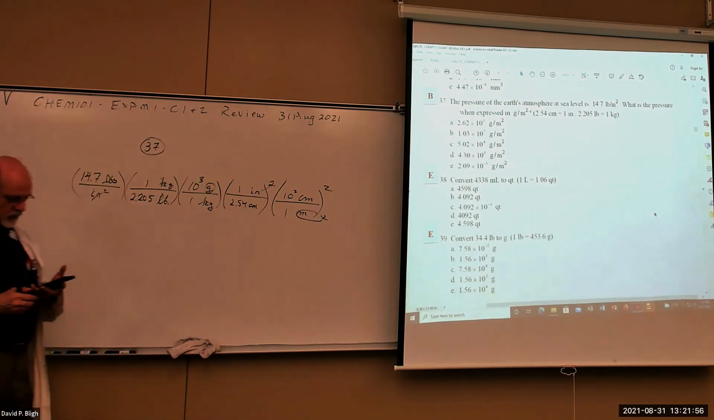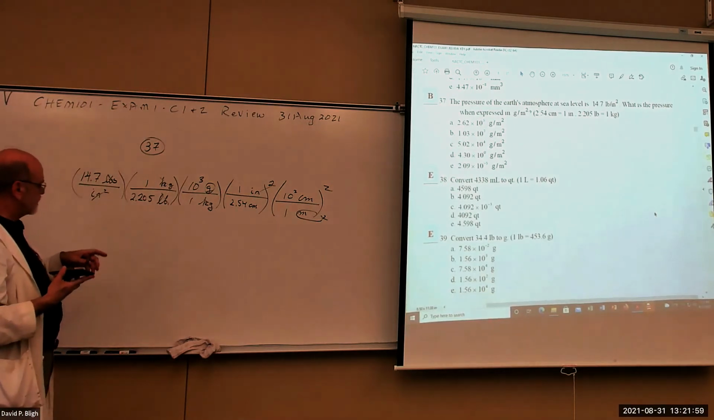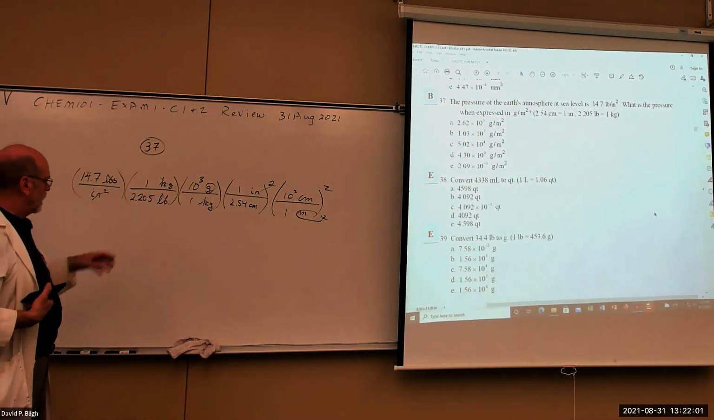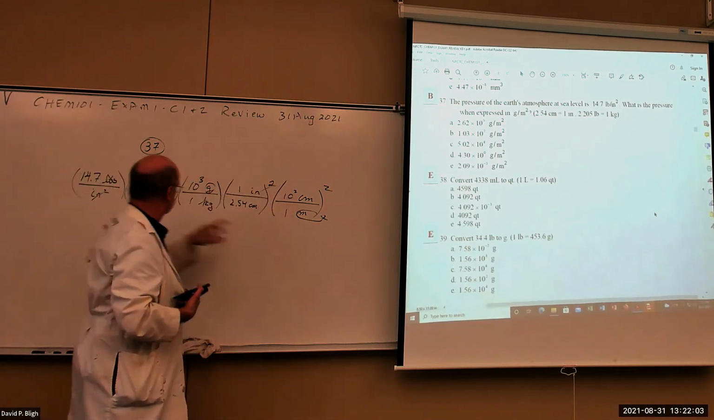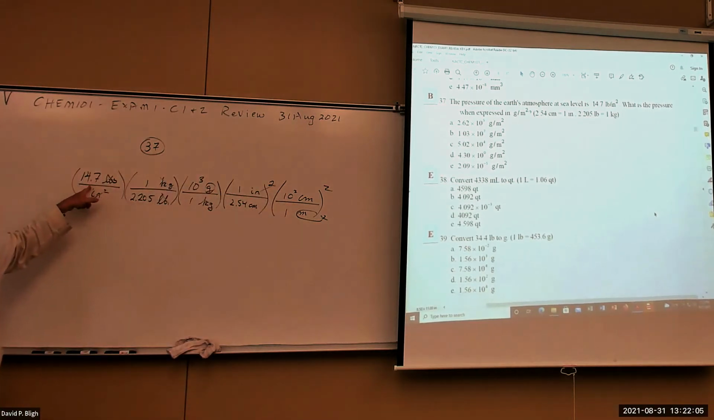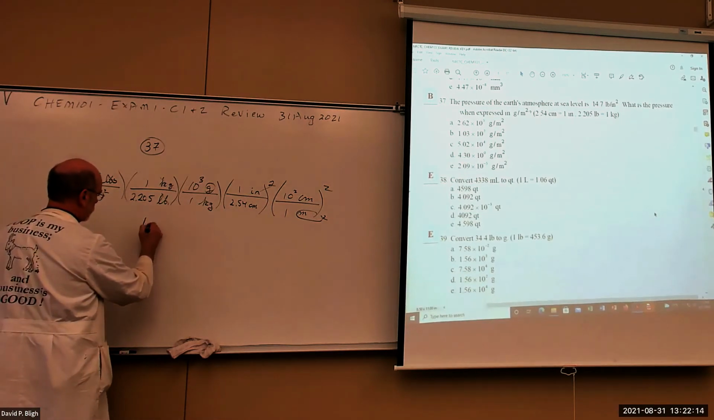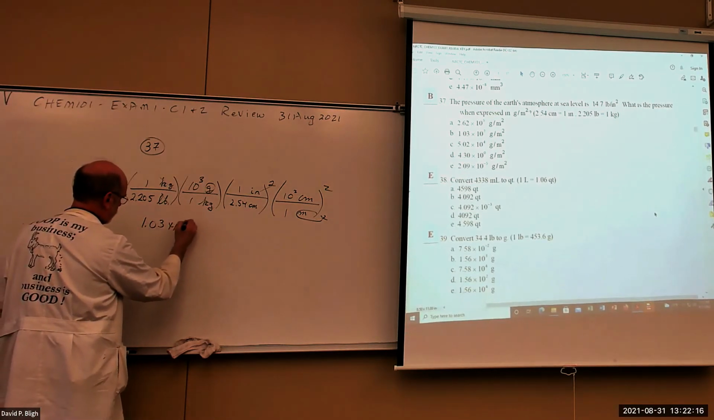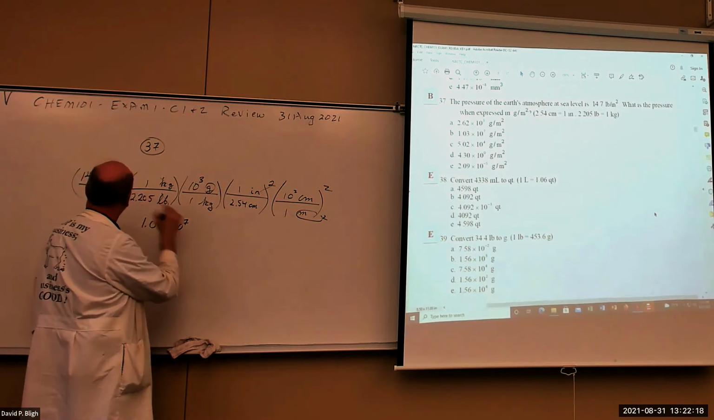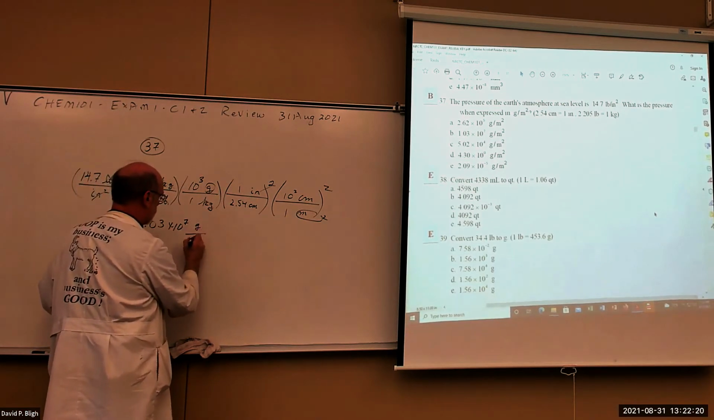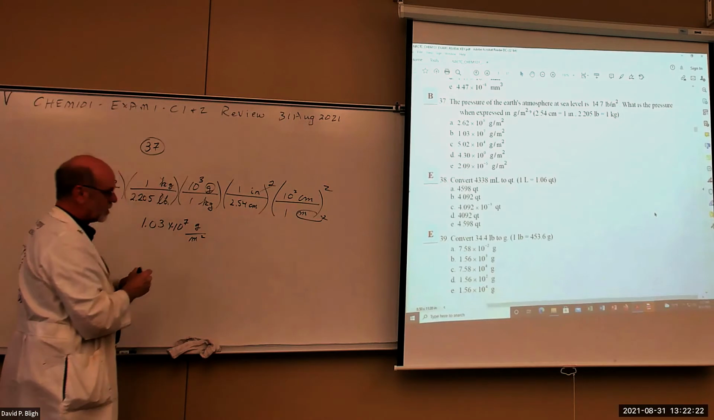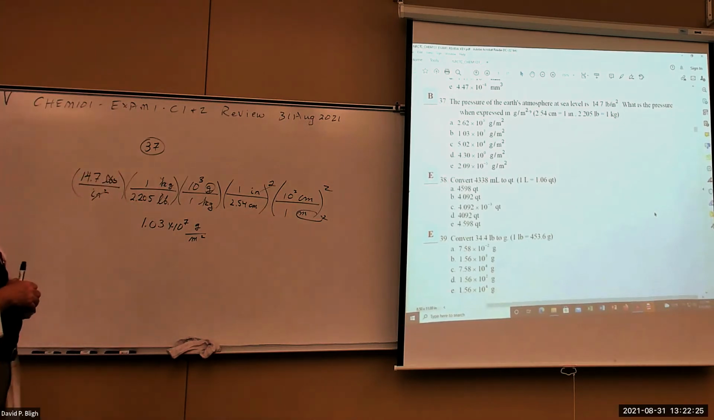So I get 1.0, wait a minute, how many significant figures can I have? Well, these are all conversion factors here. So you limit it to the original, 3 significant figures. 1.03 times 10 to the 7th grams per square meter. There it is, B.